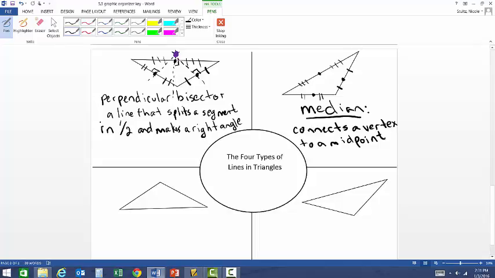And then you're going to connect each vertex, and I'll use a different color for my lines here. We're going to connect each vertex to its opposite point, or the midpoint. And we're going to do that for every vertex. And if you do it correctly, they should all come together at a point. So we call all three of those lines medians.